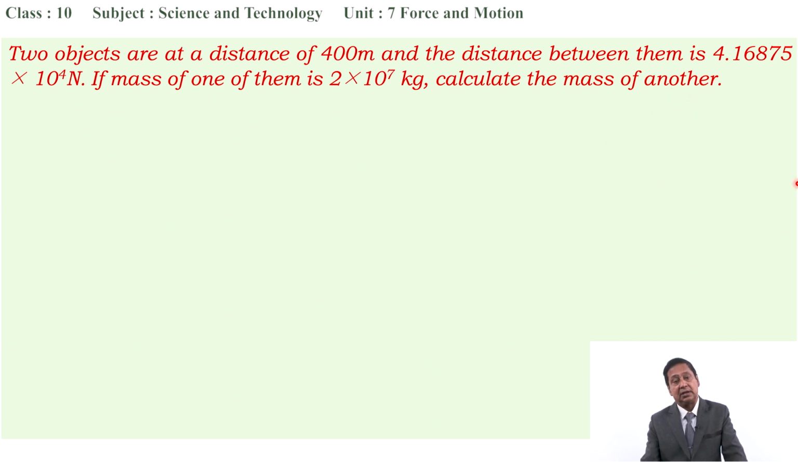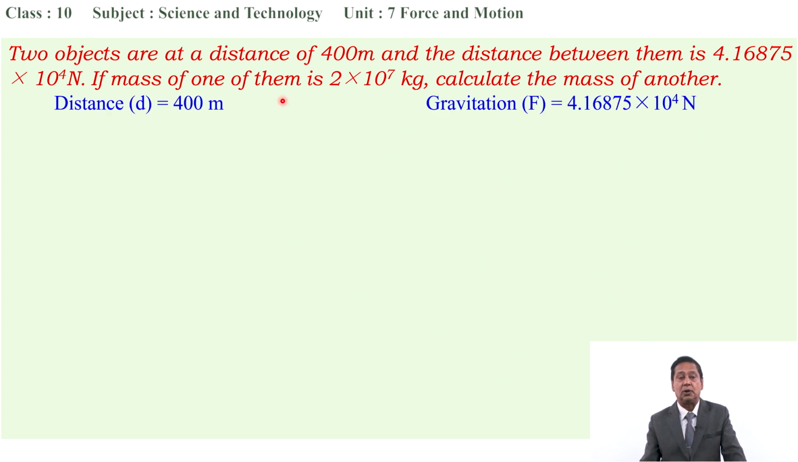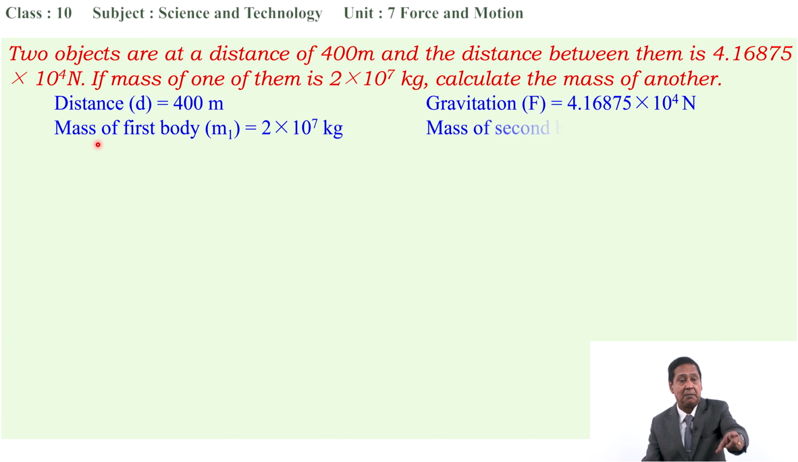First, we have to write the given information this way. What is given here? Distance is given and then gravitational force is given. That's why I am writing the values. Distance d equal to 400 meter, gravitational force F equal to the given value. And then the mass of the first body is given. So the mass of the first body, we can take the symbol m1, is equal to 2 into 10 power 7 kilogram, and we have to find out the mass of the second body, m2.